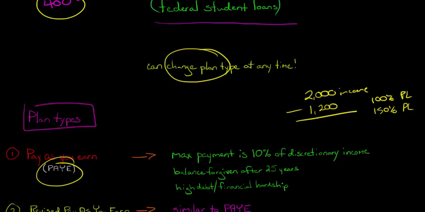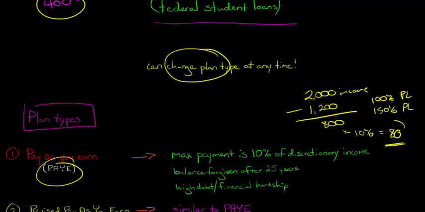So $1,200 is subtracted, and then $800 would be your discretionary income after subtracting the percentage of the poverty line that applied to you. And so then the maximum that you would pay under this PAYE program is 800 times 10%. These are just all hypothetical numbers. Don't take any of this as gospel. But in this case, it would be $80 a month that you'd be paying.